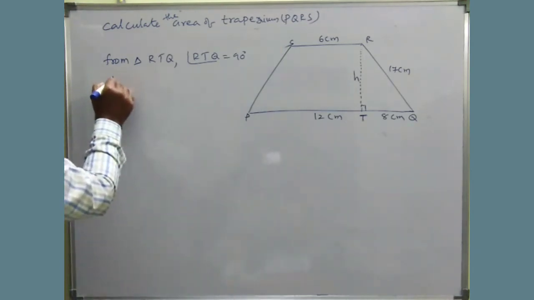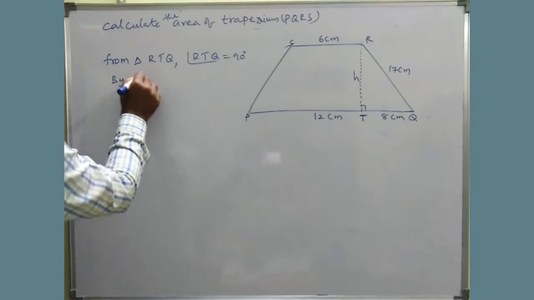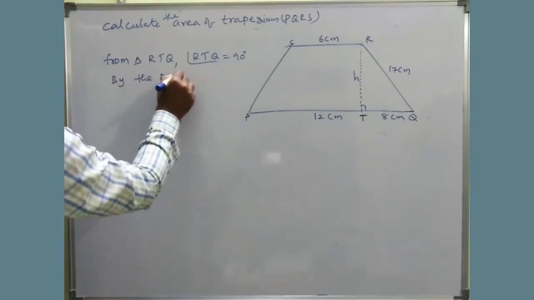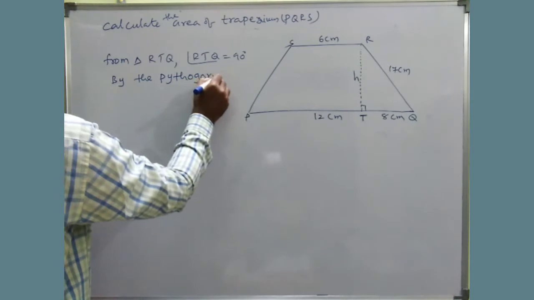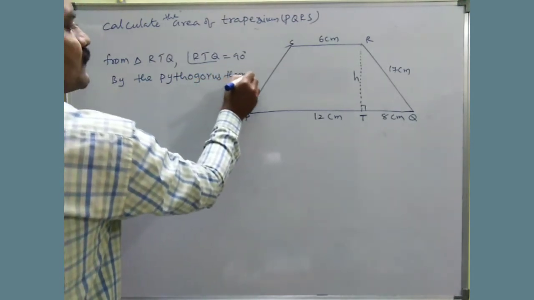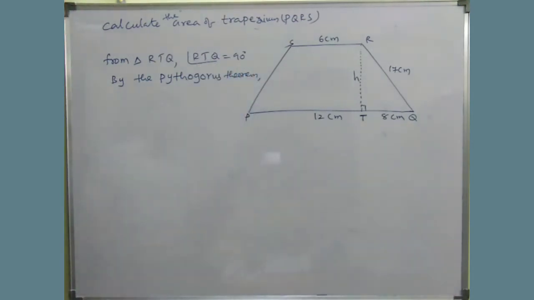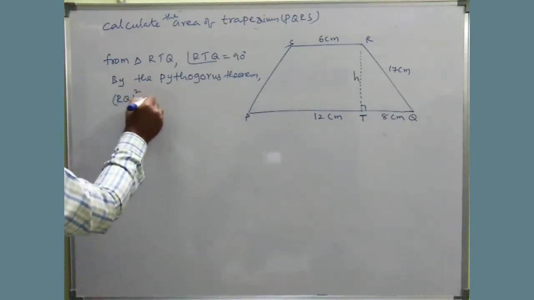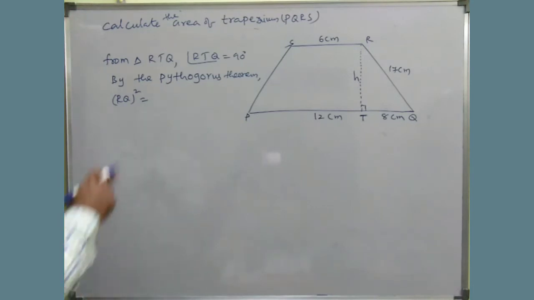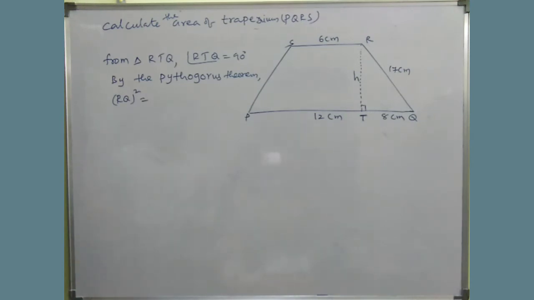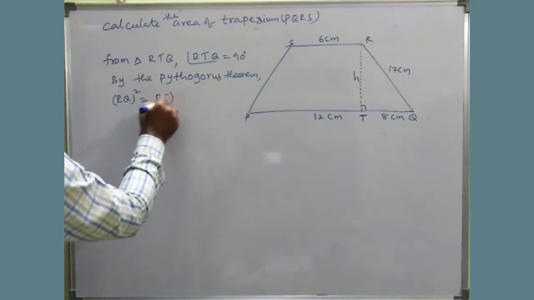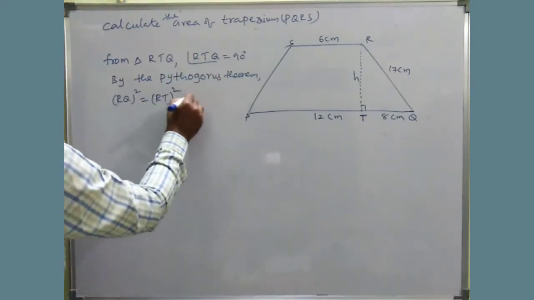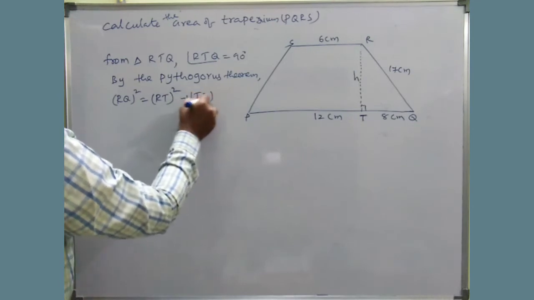What is the Pythagoras theorem? Because of a right angle, by the Pythagoras theorem. What is the Pythagoras theorem? Square of the hypotenuse, that is RQ whole square, is equal to the sum of the squares of the other two sides, that is RT whole square plus TQ whole square.